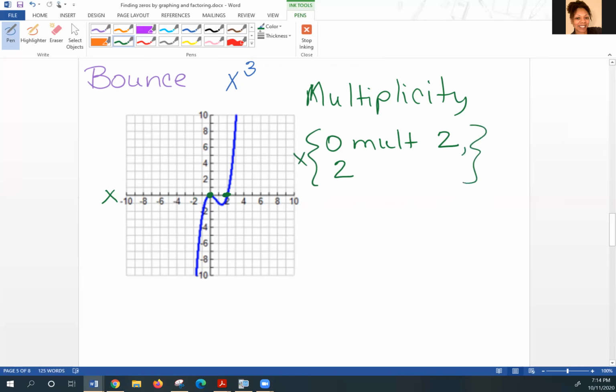Another way that you can see that is just highlight your x-axis. And whatever points are touching from your graph, those are your zeros. So again, this one is called bounce because it's bouncing off. And whenever you see a bounce like that, that means it's going to have a multiplicity of 2.